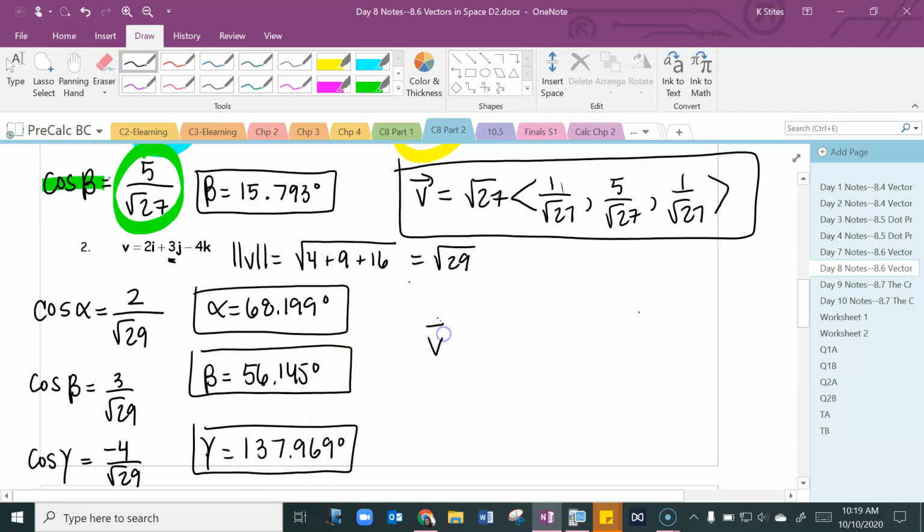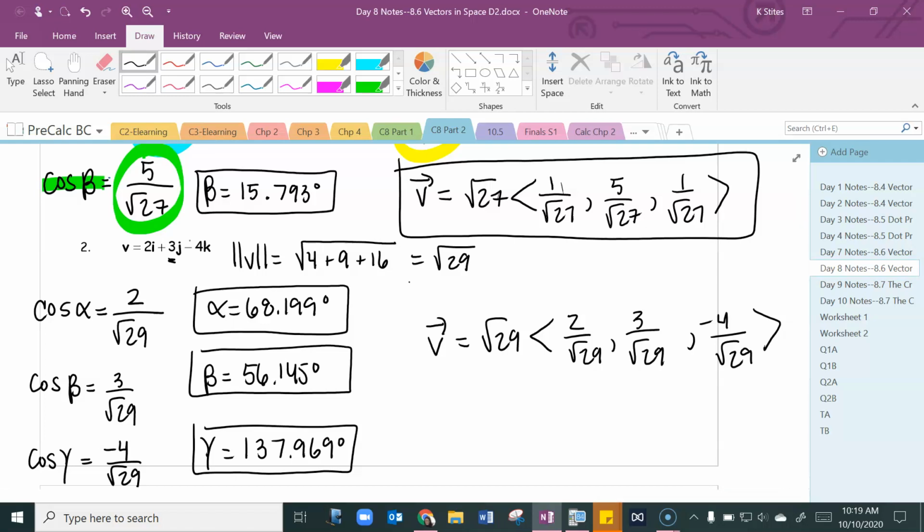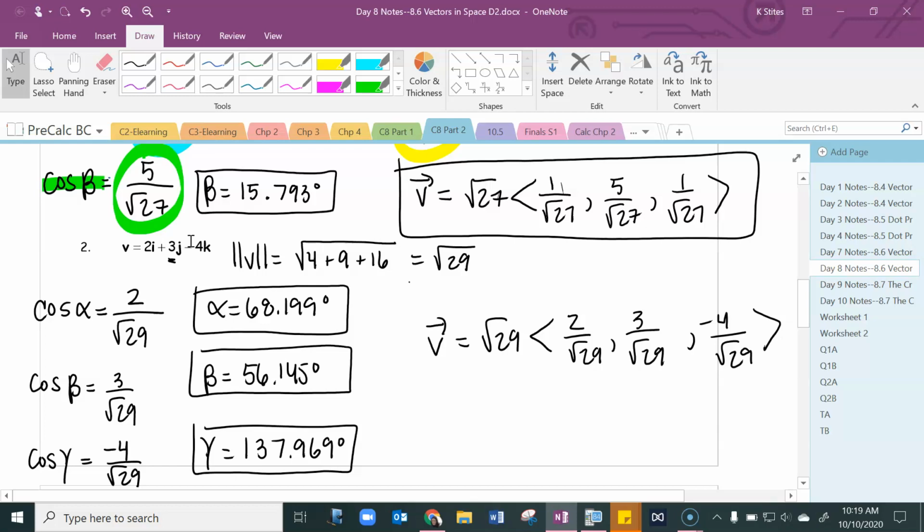Now we can rewrite vector v as the magnitude of root 29, and then cosine alpha, cosine beta, cosine gamma. Again, you can see that when you distribute the root 29, you get 2, 3, negative 4, which are the coefficients, the i, j, and k components. Wrong set of letters there. All right, so there you go. That's how we find directional angles. I hope this was very exciting for you, and I hope you have a great day.